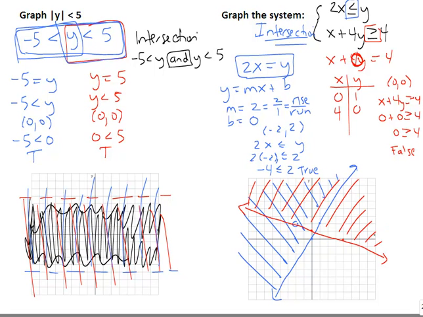Then for my final answer, remember that this was a system, and a system means we're always looking for the intersection of these two regions. So we're looking for where the red shading and the blue shading intersect, which is going to be right up here. So we're going to get sort of this big V shape to the left of the blue line and up above the red line.